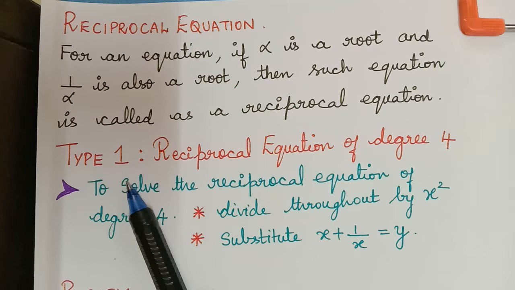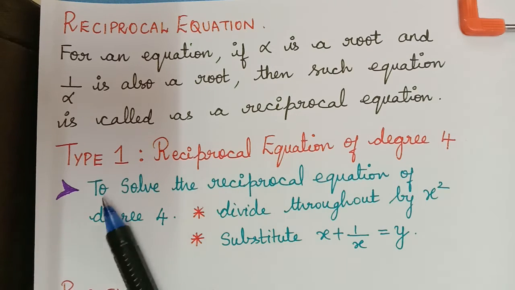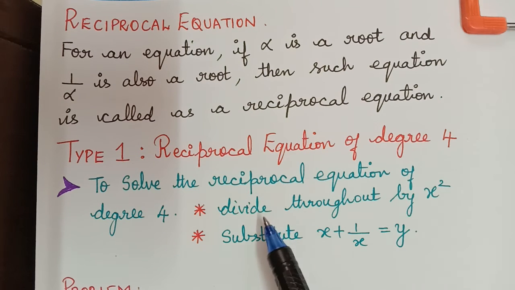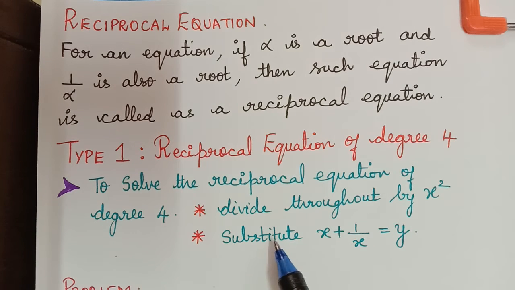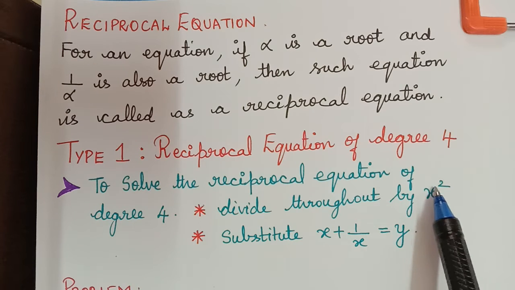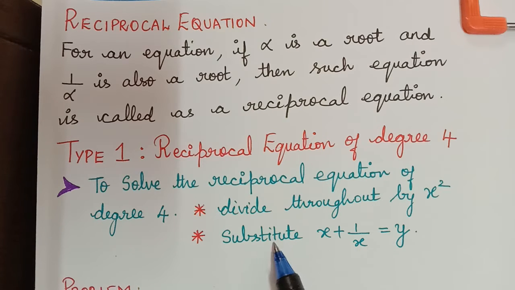The first type is reciprocal equation of degree 4. To solve this kind of reciprocal equation, we have to first divide that equation throughout by x square. The second step will be, after dividing, we will be gathering the terms where we gather x square along with its reciprocal. After that, we will be substituting x plus 1 by x as y. You will understand it better when we deal with the problem. So now let's move on to solve a problem.